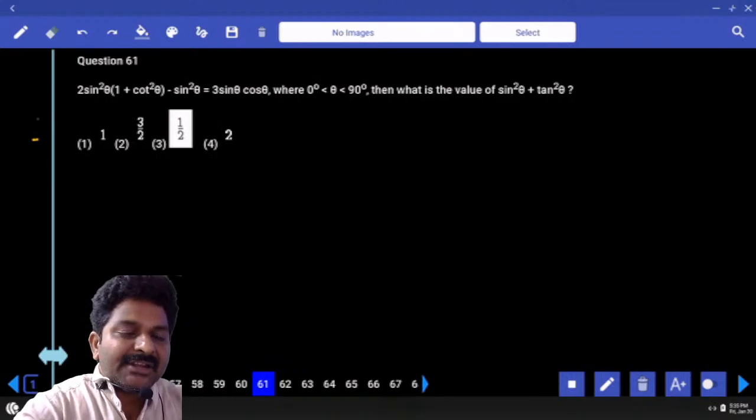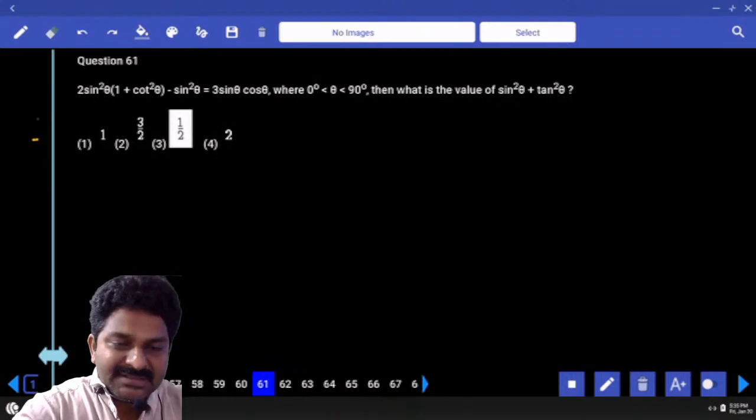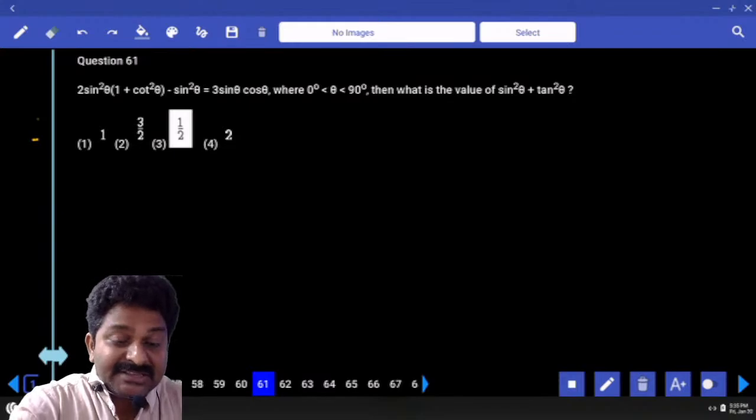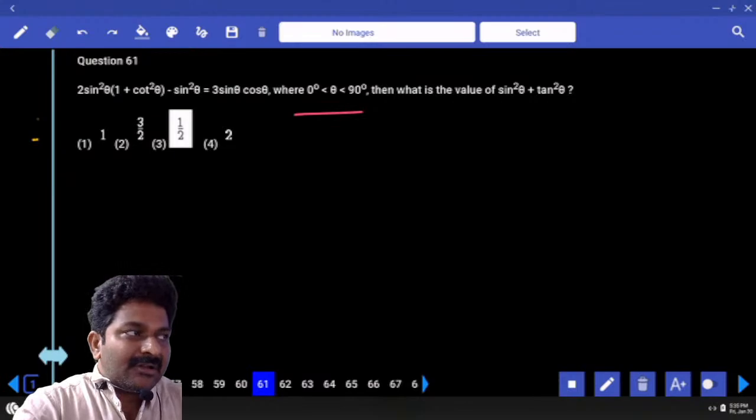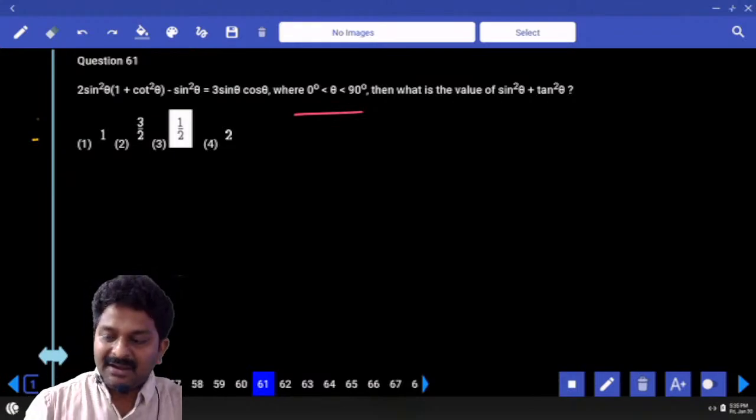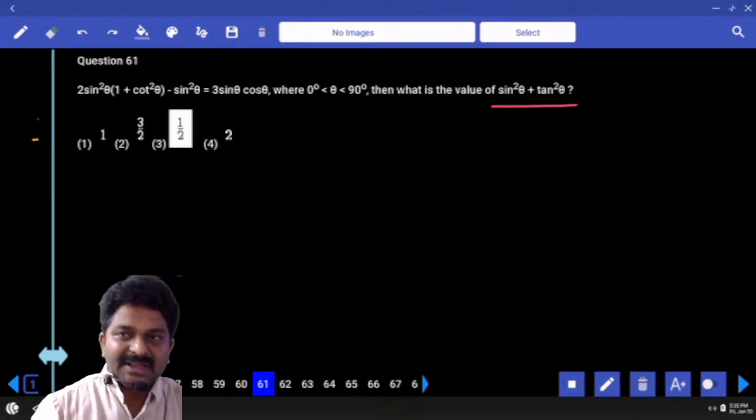2 sin square theta into (1 plus cot square theta) minus sin square theta is equal to 3 sin theta cos theta. We have a range here, 0 less than theta less than 90, and find the value of sin square theta plus tan square theta.